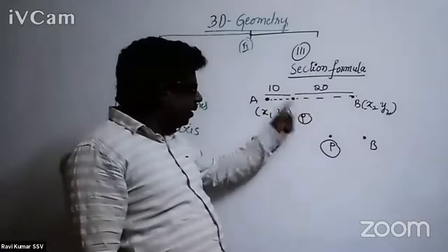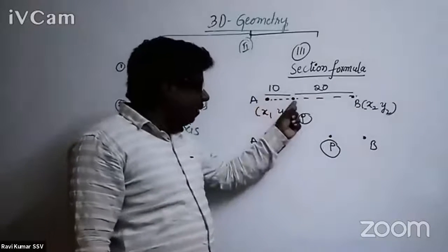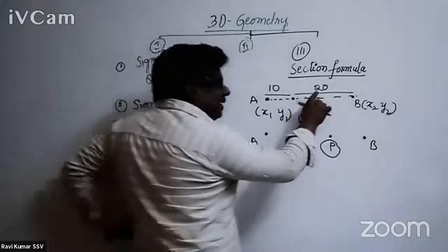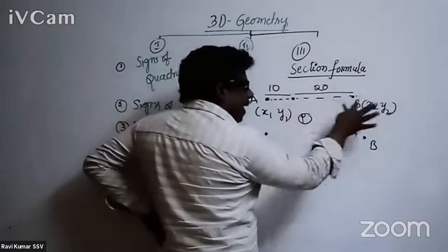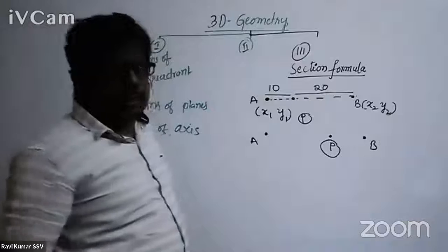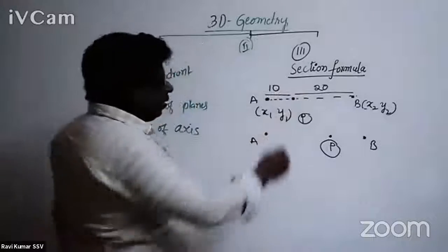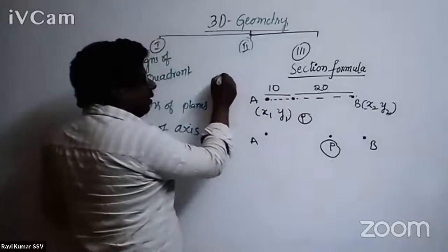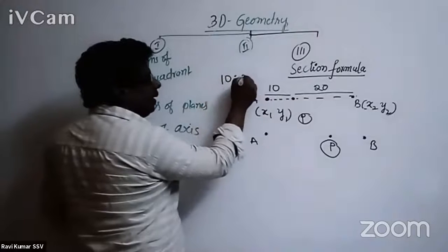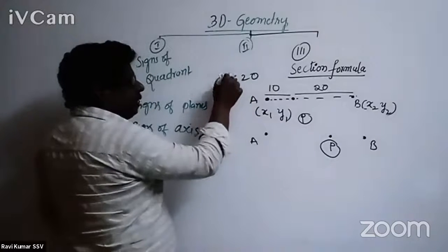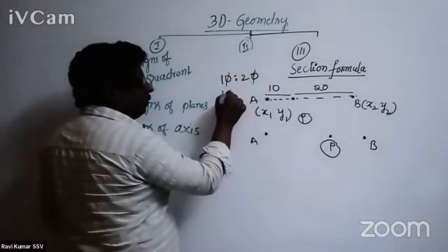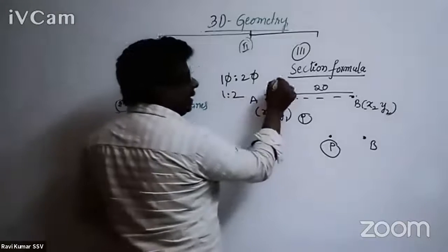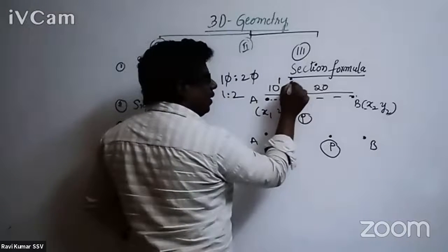This is the distance between A point and P point, 10. This is the distance between the P point and B point, that is 20. Now, what is the ratio of these two distances? This ratio means 10 is to 20. So the zeros get cancelled, 1 is to 2. So here the ratio of these two distances is 1 is to 2.